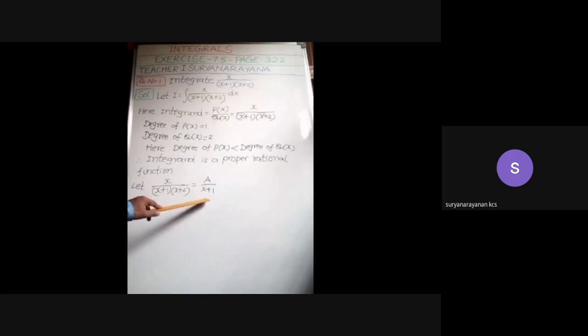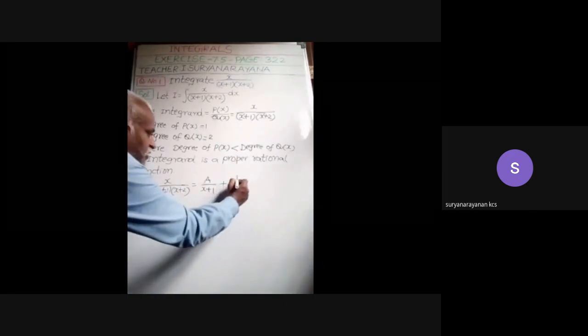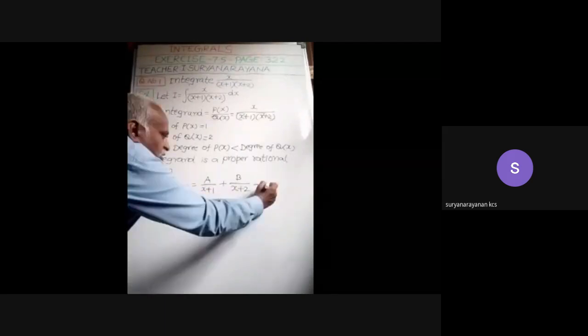Understood this term, my children? Right. Plus another non-repeated linear factor, that is x plus 2. Corresponding to this non-repeated linear factor, we write another partial fraction. Understood this second partial fraction, my children? These are partial fractions. We are splitting this entire rational function into two partial fractions like this. Okay, my children, understood this step? Right. Let us assume that this is equation 1.